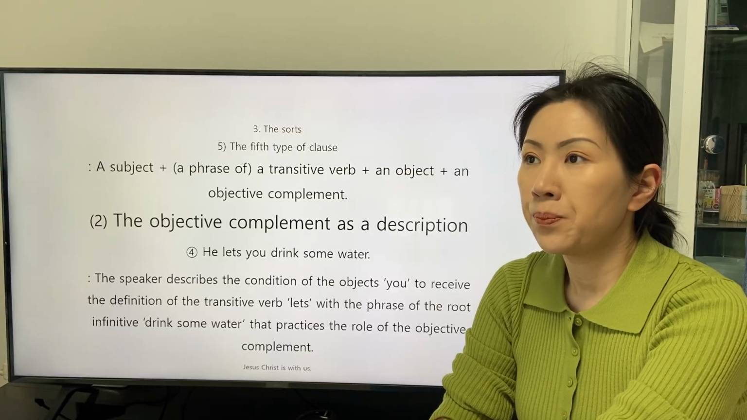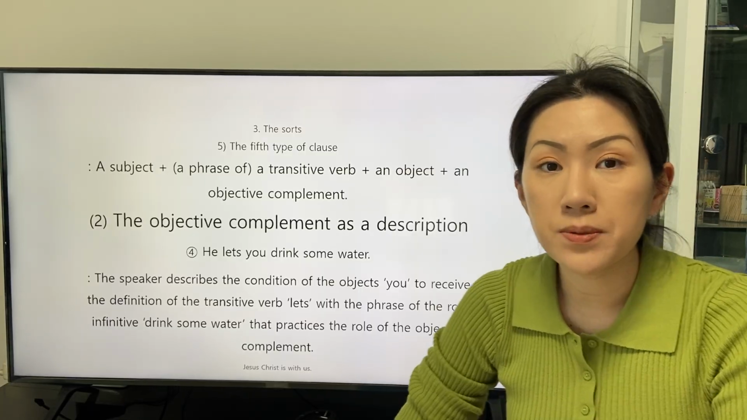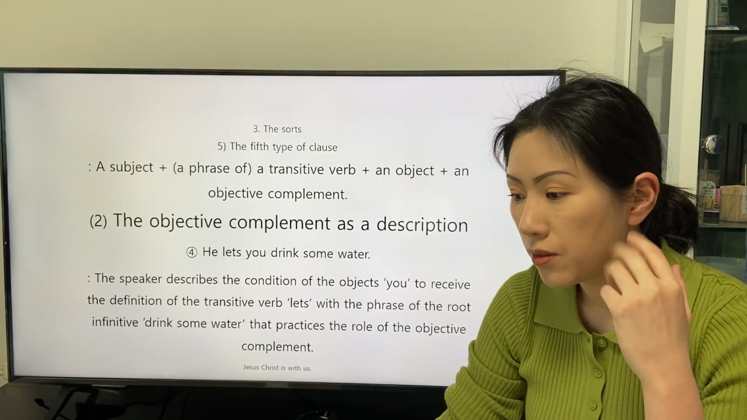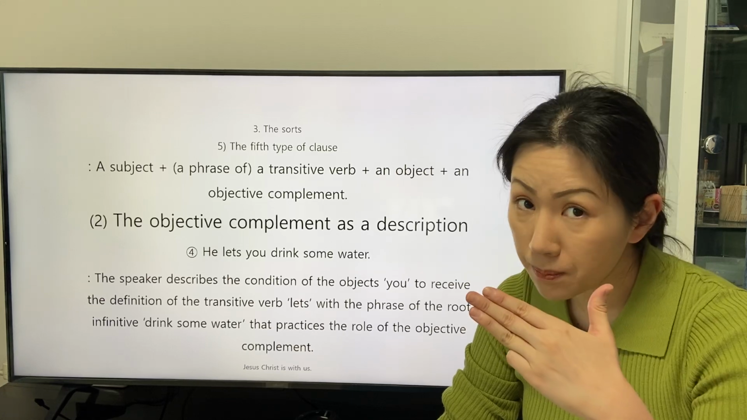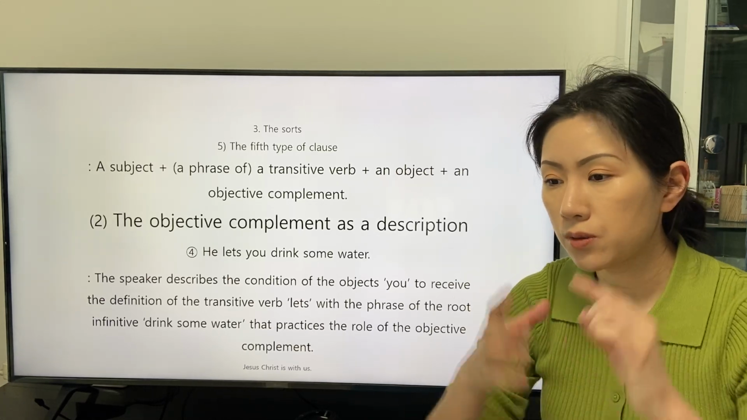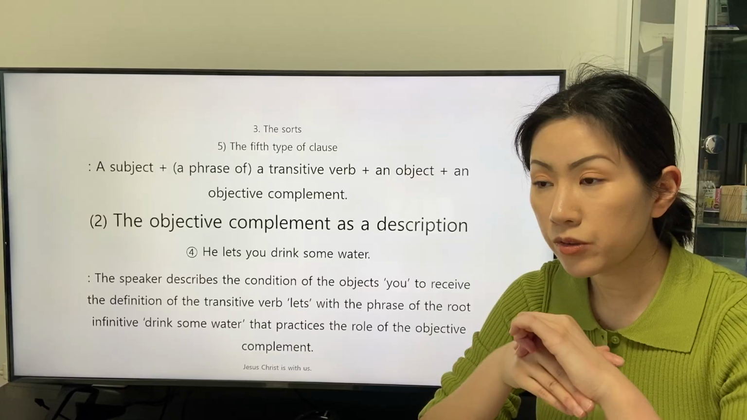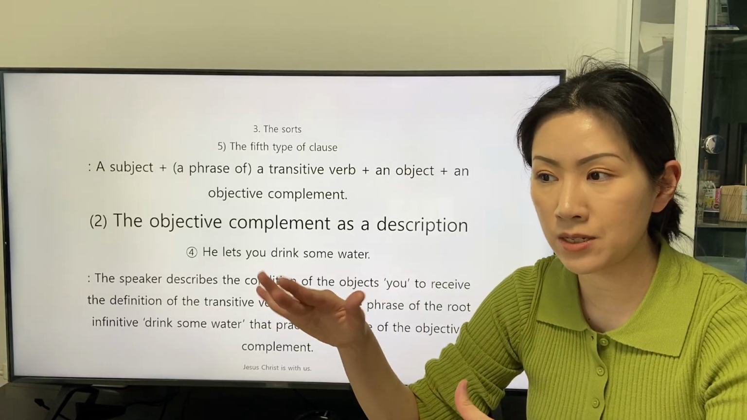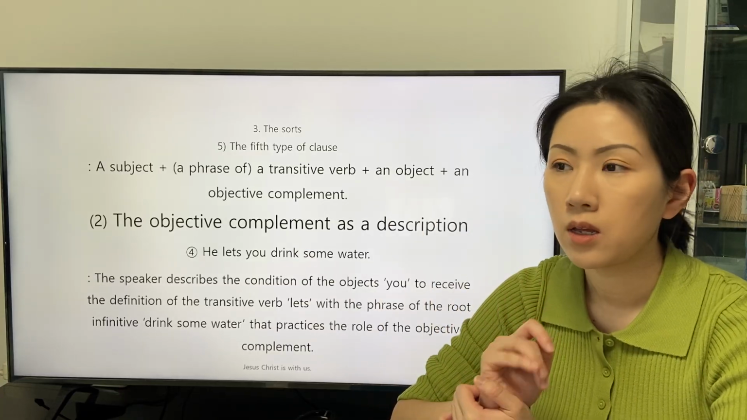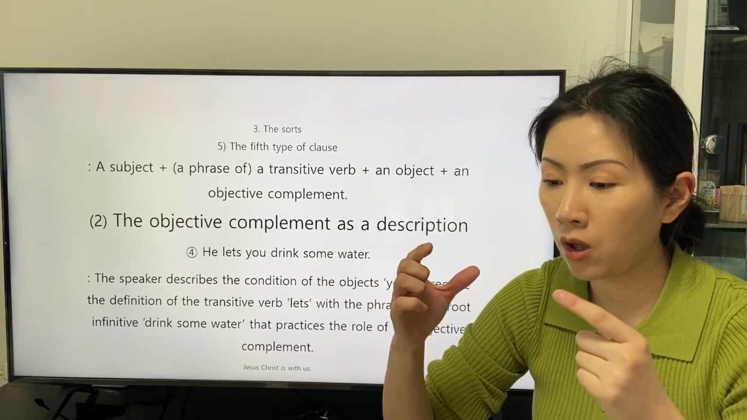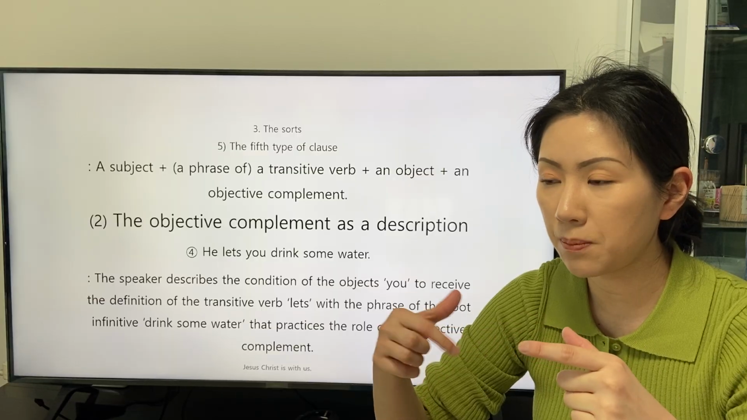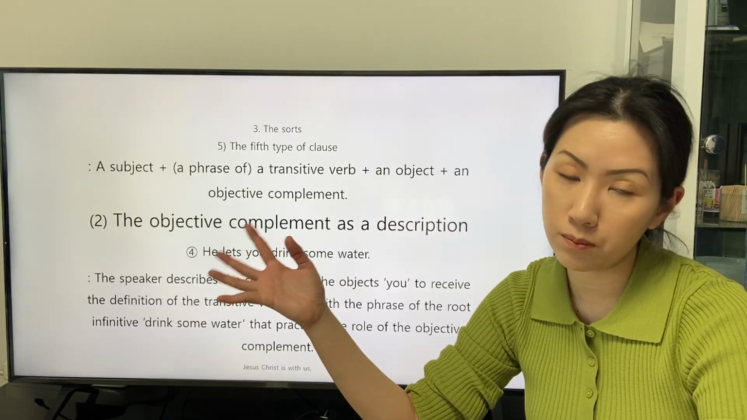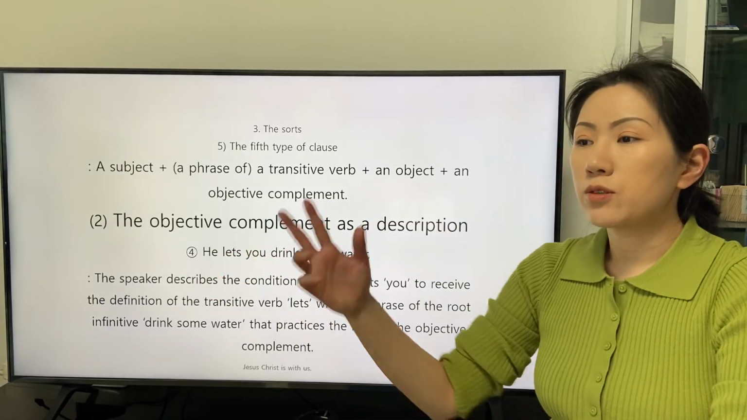There are some causative verbs: have, make, let, and the transitive verb help. The transitive verb get has the definition classified as a causative verb, but the transitive verb get is applied with the to infinitive, applied as the objective complement to describe the object.